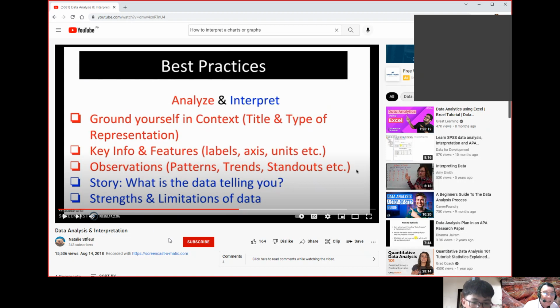And lastly, the strengths and limitations of the data. It's very important also. What are the strengths of that data? And what are also the limitations? It is limited only to this particular representation. Let's say, for example, the number of movies that were popular, and then the people who watch them.